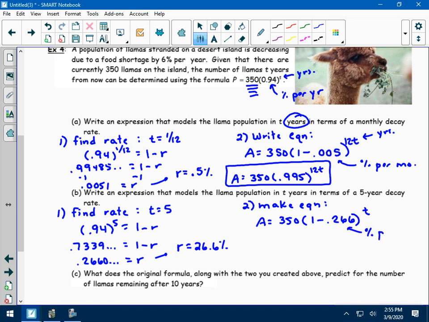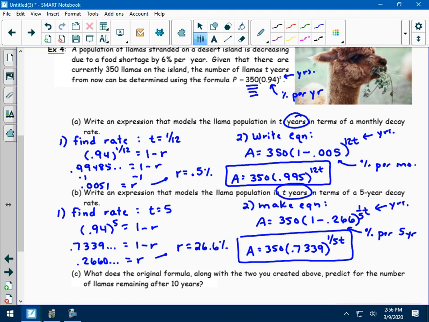This is the percent per what? 5 years. T is supposed to still be in years. Think about it for a second. What should I put up with the t? This is 1 year, and this is the percent per 5 years. Only 1/5 of that percent should have gotten there. So we'll put a 1/5 up there. And that, again, undoes the 5 that I have here. So cleaning that up, we're going to get A equals 350 times 0.7339, if you subtract those, to the 1/5 t. And there you have it.